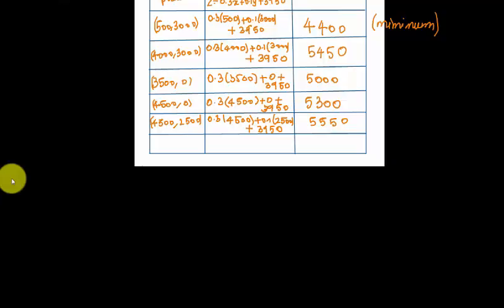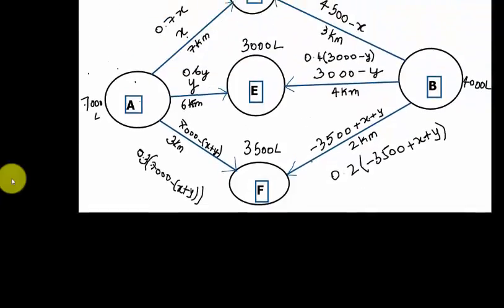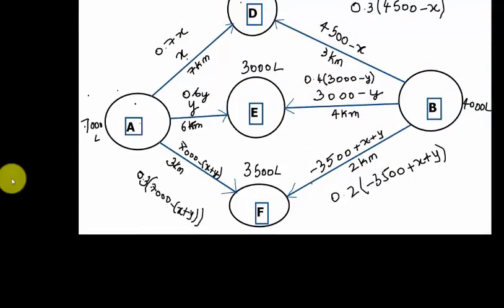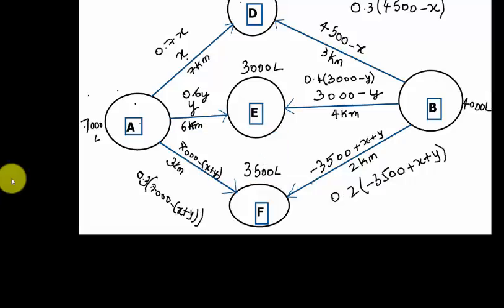Okay, now if I can go back and look at the question here. Okay, let's see, what does it mean? It simply means that I have to transport 500 liters of oil from A to D. That's 500 from A to D, and from A to E I should be transporting 3000 liters of oil. And if I'm transporting 500 and 3000 here, which is 3500, which means the remaining oil should be transported to F, which is 3500.